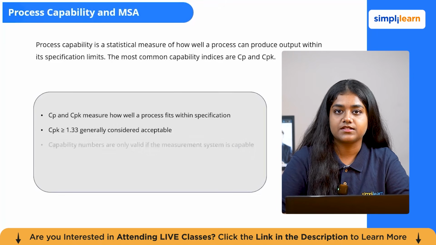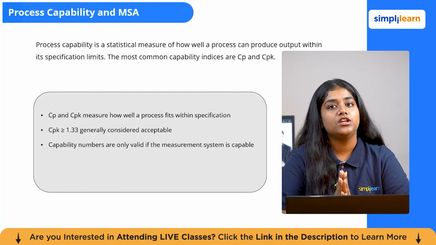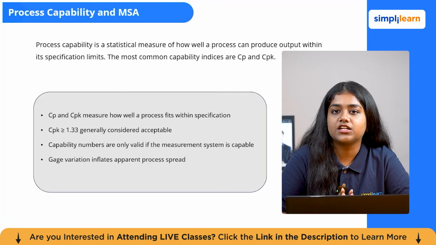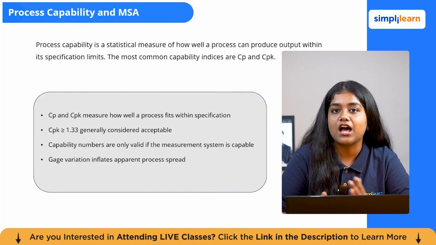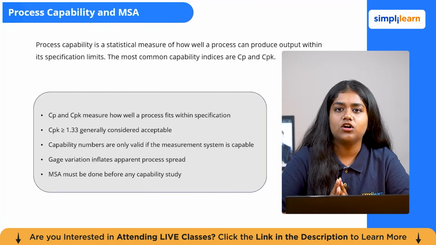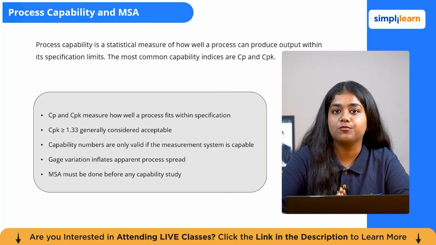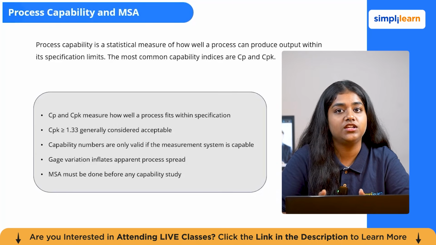It's producing defects. But here's the key connection to MSA. Your capability numbers are only meaningful if your measurement system is capable too. If your gauge contributes significant variation, it inflates the apparent spread of your process data. Your Cpk looks worse than it really is, and you might launch an expensive improvement project on a process that was actually fine, while your measurement system was the real problem.